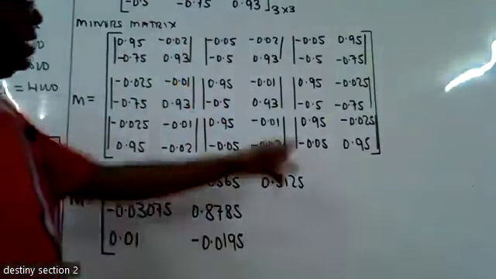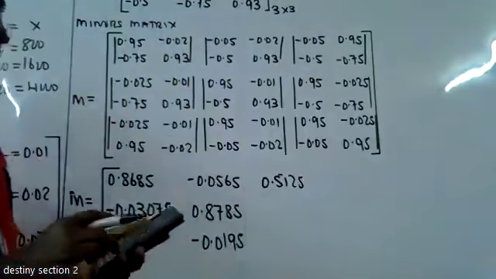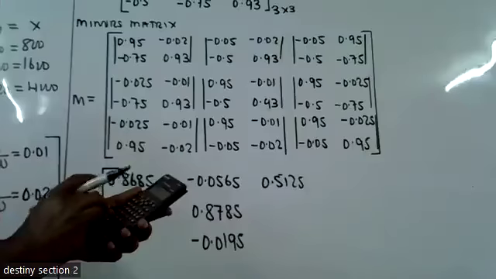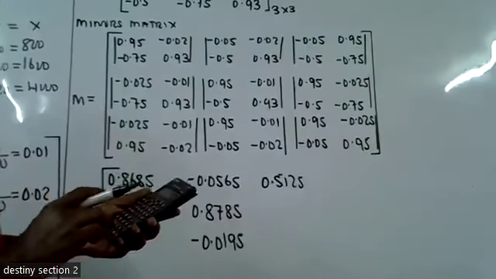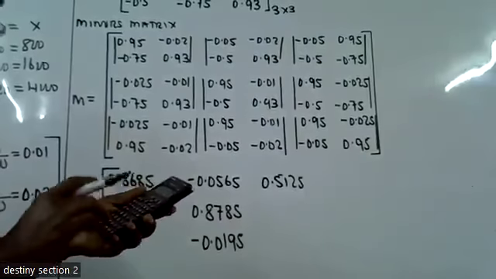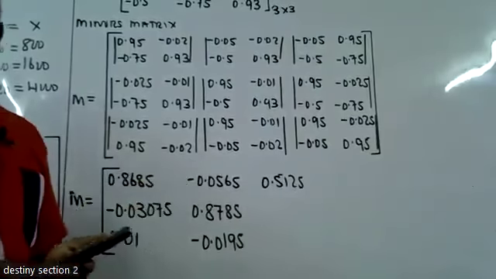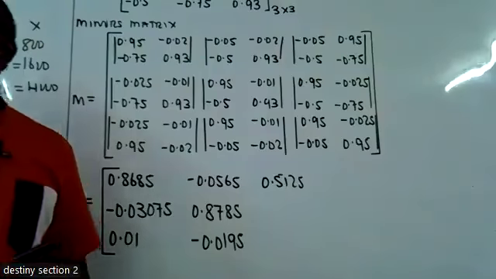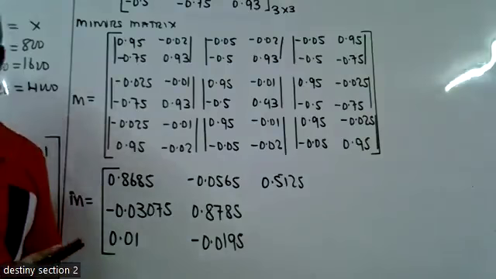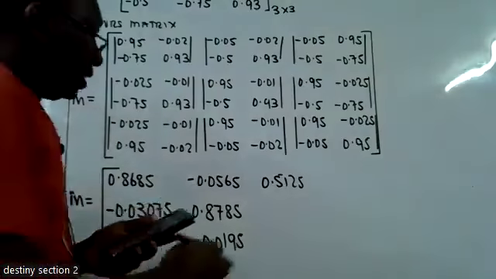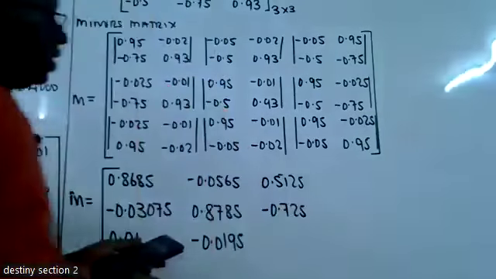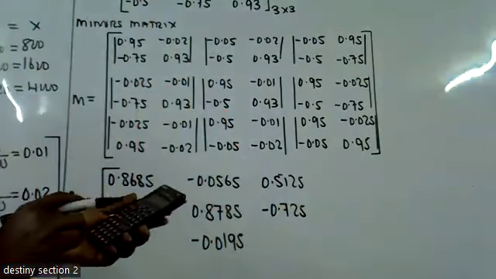Haya, kuja kwa hii ingine. Useme 0.95 times minus 0.75 minus 0.5 times minus 0.025 equals. Send me the answer. Yeah, negative 0.725.